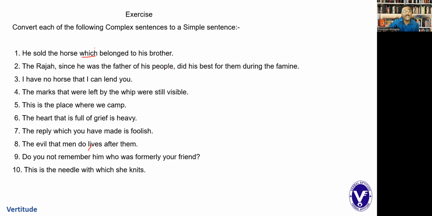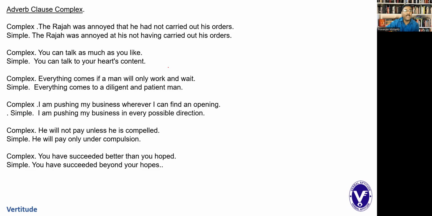Right? Same thing. Pause. First try answering, then check. Then the adverb clause. The Raja was annoyed that he had not carried out his orders. The Raja was annoyed at his not having carried out his orders.